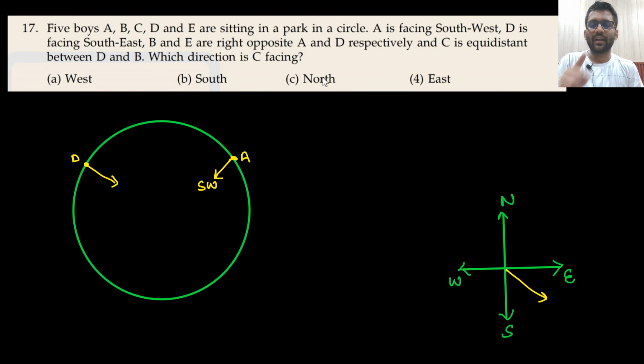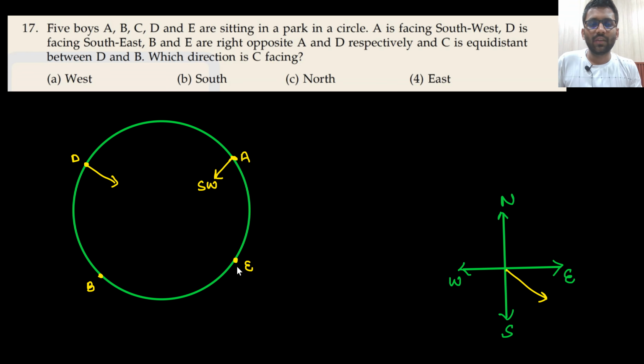B and E are right opposite to A and D respectively. So B is opposite to A. So this is where B is. And E is opposite to D. Opposite to D means right in front.